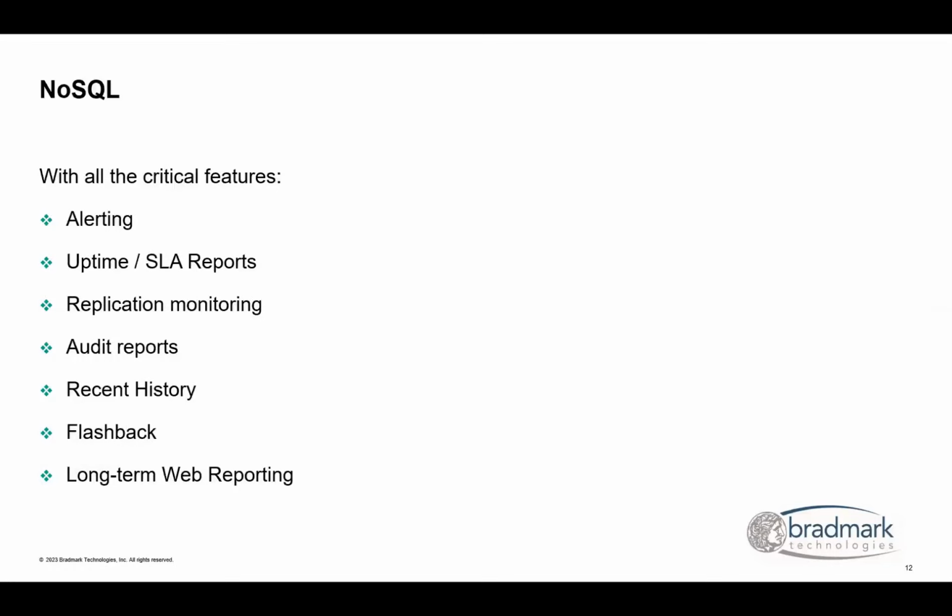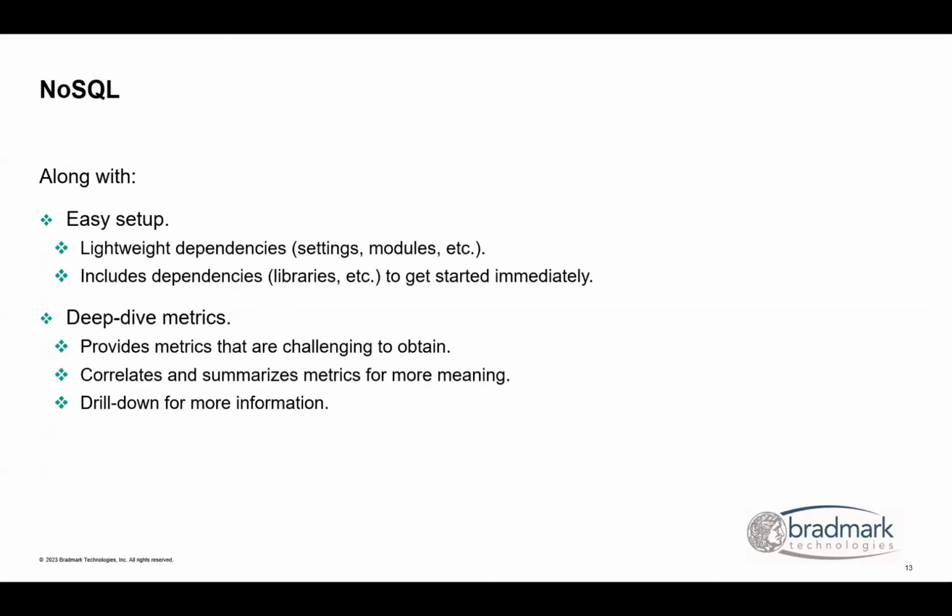We have all the critical features that we've done for relational databases we brought over to NoSQL products like Mongo. We have the alerting, we have uptime SLA reports that you can generate, PDF, of course, format, replication monitoring, as I mentioned. We have audit reports, so these can be small amount of reports or large reports. We have recent history or time slicing, our flashback feature is brought over, and of course long-term web reporting as well.